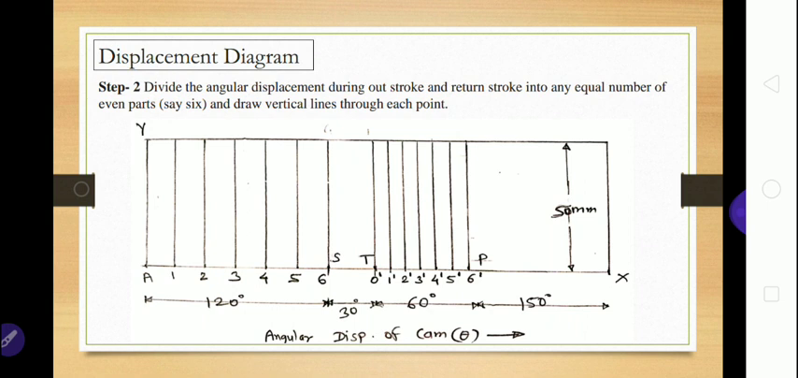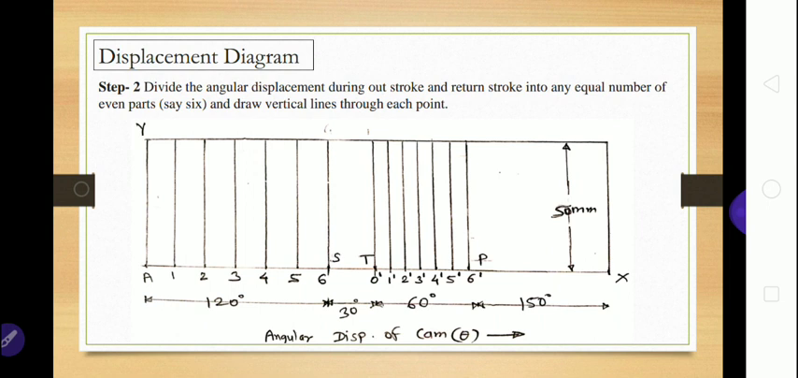Second step is to divide this angular displacement during outstroke and return stroke into 6 equal parts. You can divide this outstroke and return stroke angular displacement into 8 equal parts or 4 equal parts. But in this problem we will divide this into 6 equal parts. Now that AS distance we know is 6 centimeters. Therefore, to divide this AS distance into 6 equal parts, we will draw lines 1, 2, 3, 4, 5, 6 with 1 centimeter spacing from each other. So the AS distance we have divided into 6 equal parts.